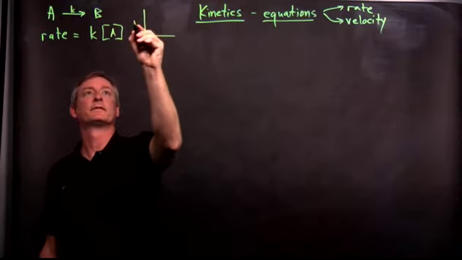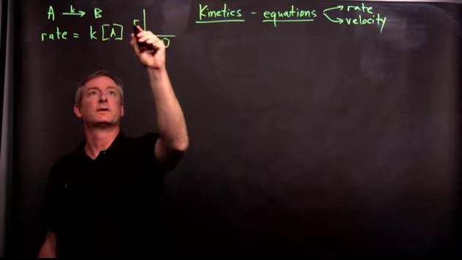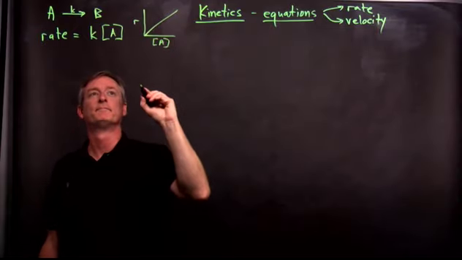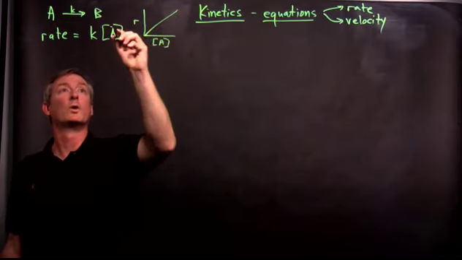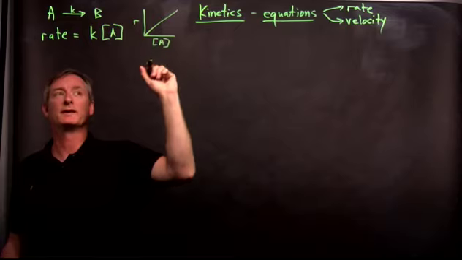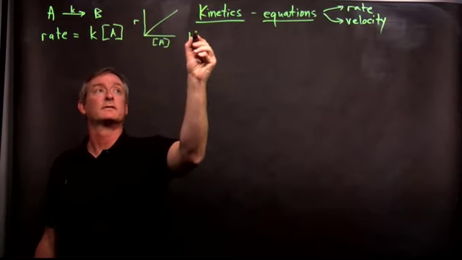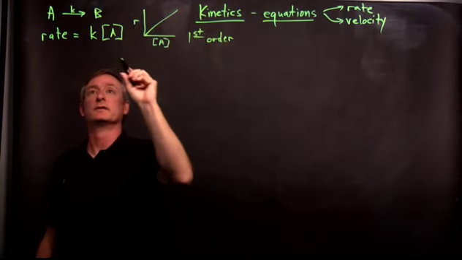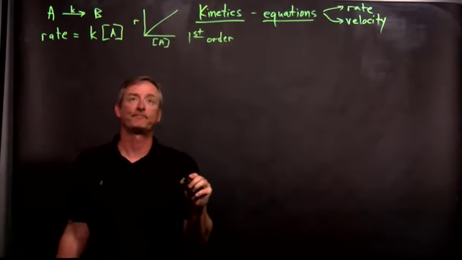If we were to graph this reaction, rate versus concentration of A, we'd get some straight line. And some reactions follow these kinetics, right? The higher the concentration of A we have, the faster the reaction goes. And this would be first order kinetics, first order, because this reaction is dependent on the concentration of one thing.